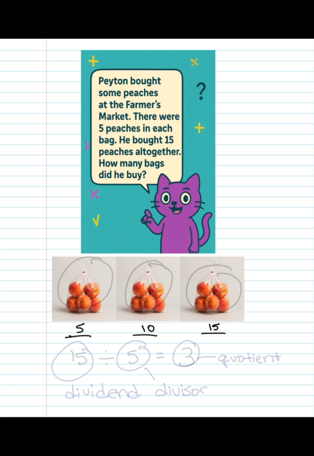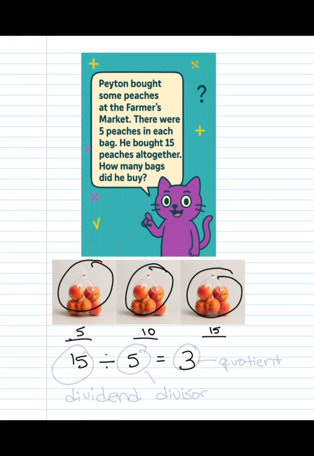And we can look at this problem as saying we have 15 peaches and we want to divide them into bags of 5. And we've just seen that that is 1, 2, 3 bags of peaches.